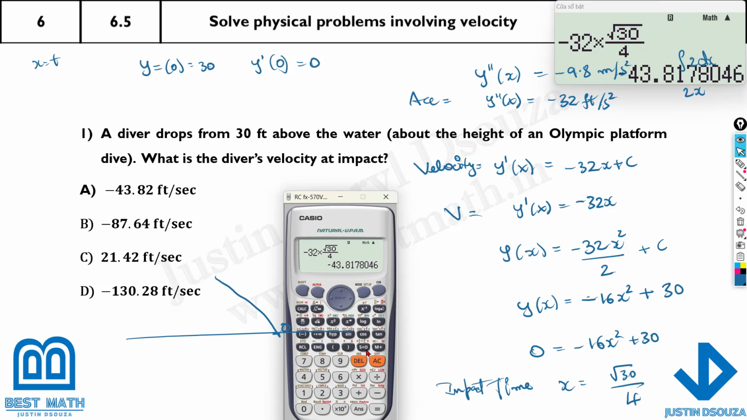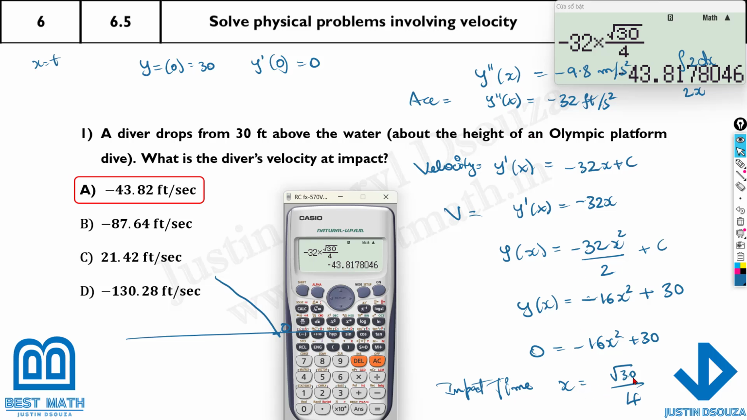It is 43.82. That's the first one. And minus, because they're coming down. So the velocity is downwards. Why? Because the diver is jumping from up to down. You're not jumping up, you're coming downwards. So it'll be negative. That's the answer. So you need to do this.